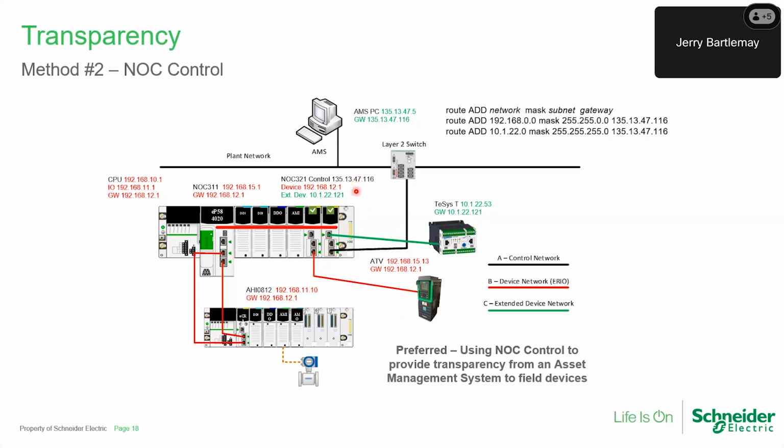And then we have the extended device network. That's our 10.1.22.121. And here that's on the service port. We have a TSYS-T connected in that 10.1.22 subnet. Now let's say that we have an asset management computer up here. It's sitting on node 5 on the subnet for the plant network. And it wants to get a message down to this TSYS-T. It wants to look at a web page on it, or configure it and check things. So how does it do that?